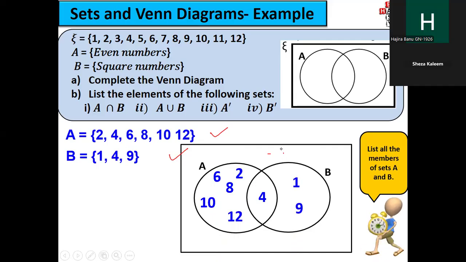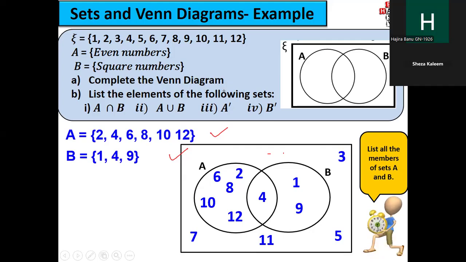1 and 9. Okay. Do we include all the numbers present in the universal set? No, we included numbers of A and B. What are the numbers left in the universal set? Can you tell me? 11, 3, 5, 7. So we will write that in the rectangular box, right? After that, the Venn diagram is completed here.